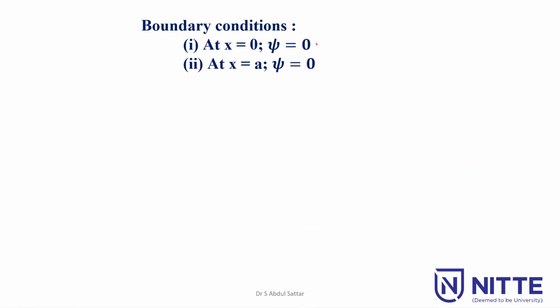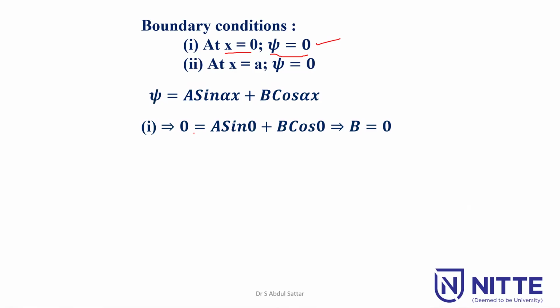By applying this first boundary condition to the wave function, what is the wave function? Psi equal to a sin alpha x plus b cos alpha x. Now we will apply the first boundary condition. That means we have to substitute x equal to 0 and psi equal to 0. So 0 equal to a sin alpha into 0 plus b cos alpha into 0. So 0 equal to a sin 0 plus b cos 0.